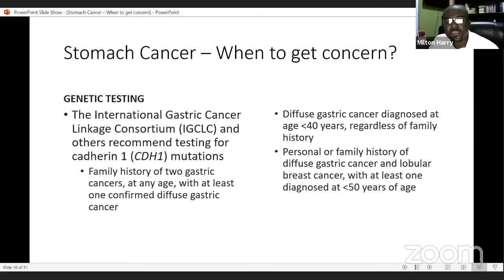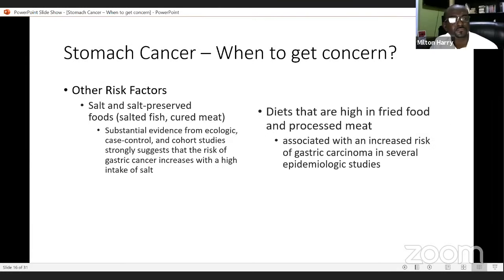If there's diffuse gastric cancer diagnosed at age 40 or less, regardless of the family history, then that family should have some form of genetic testing done. And the third one, if there's a personal or family history of diffuse gastric cancer and this particular type of breast cancer known as lobular breast cancer, with at least 1 diagnosed at an age less than 50, then genetic screening should be done of the family members.